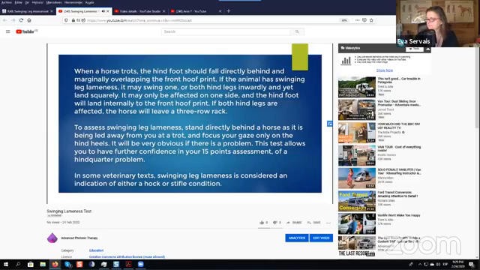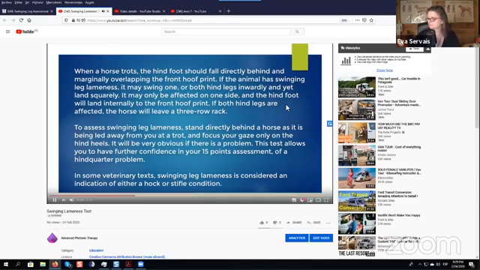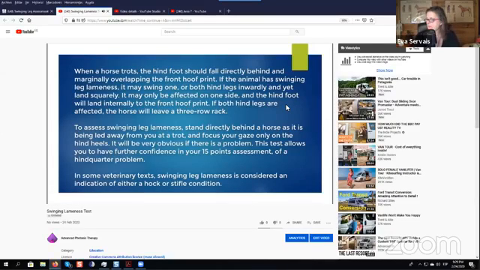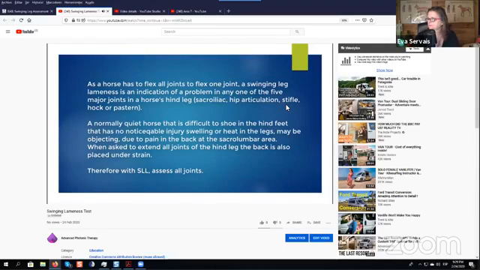To assess swinging leg lameness, stand directly behind the horse as it is being led away from you at a trot, and focus your gaze only on the hind heels. It will be very obvious if there is a problem. This test allows you to have further confidence in your 15 points assessment of a hindquarter problem. In some veterinary texts, swinging leg lameness is considered an indication of either a hock or stifle condition.